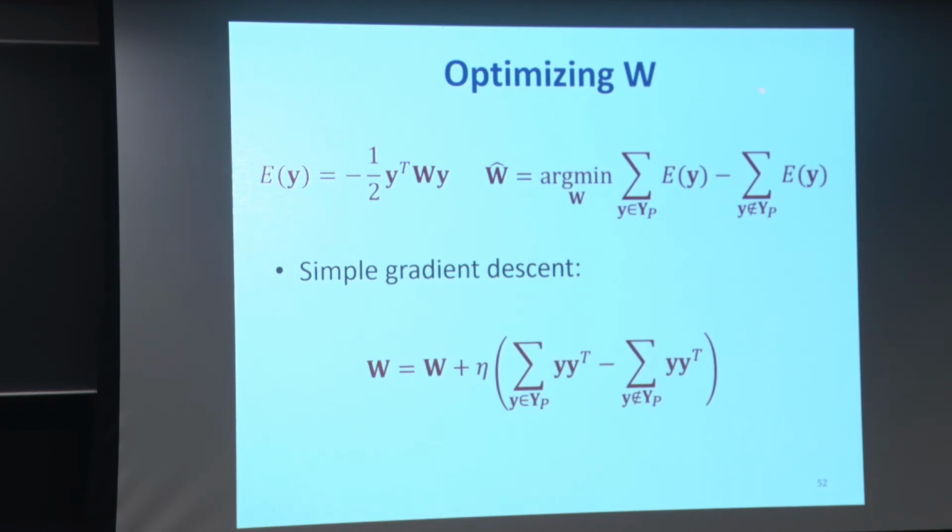This is the derivative of this objective function, which is the sum of the outer products of all of the target patterns minus the sum of the outer products of all of the non-target patterns.